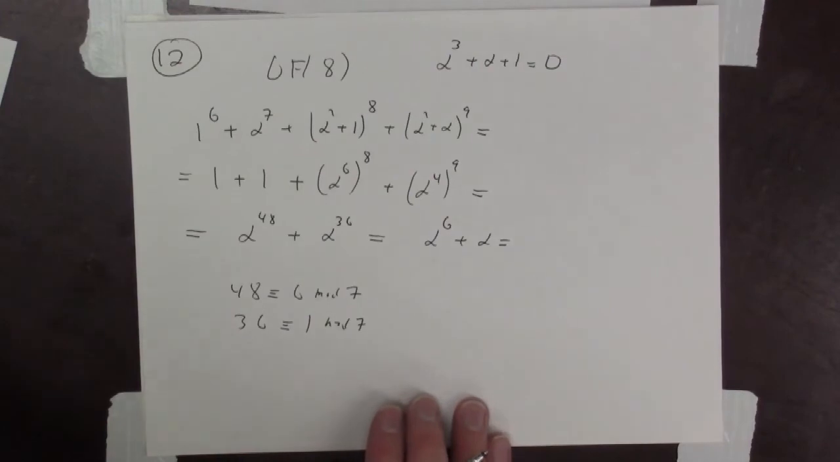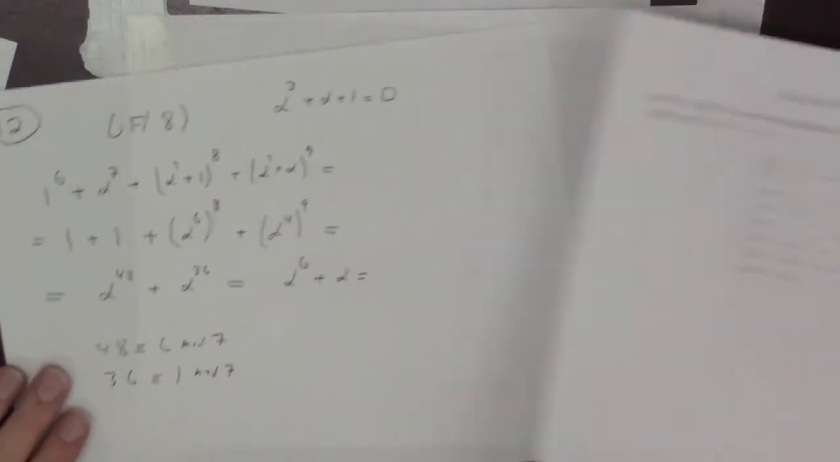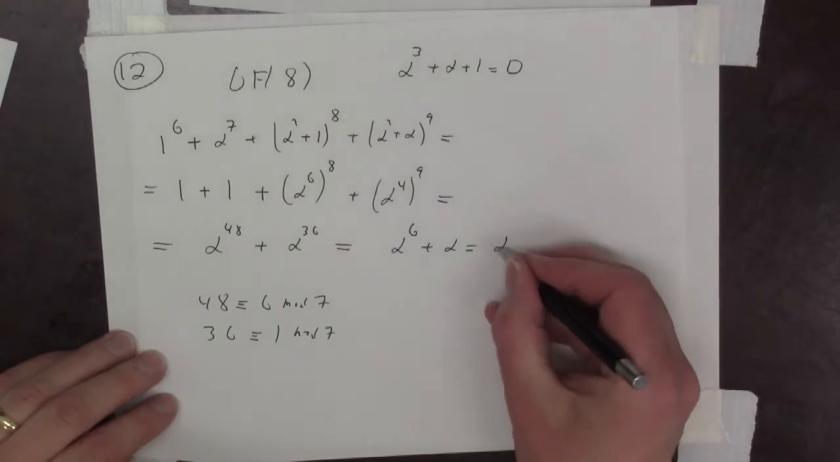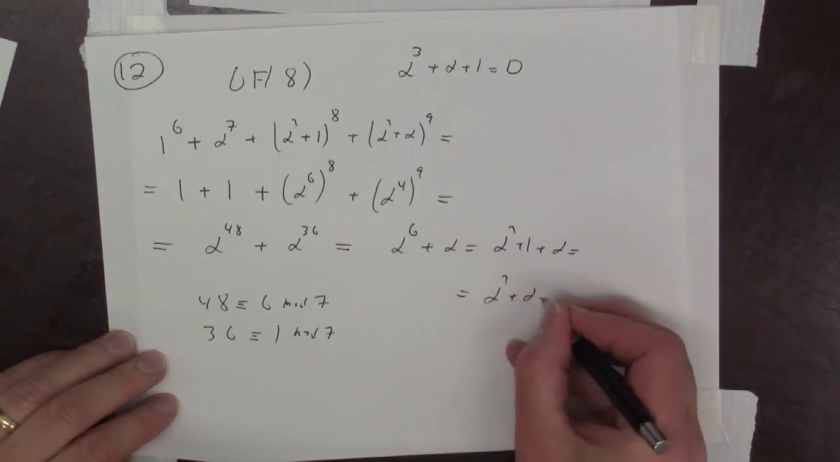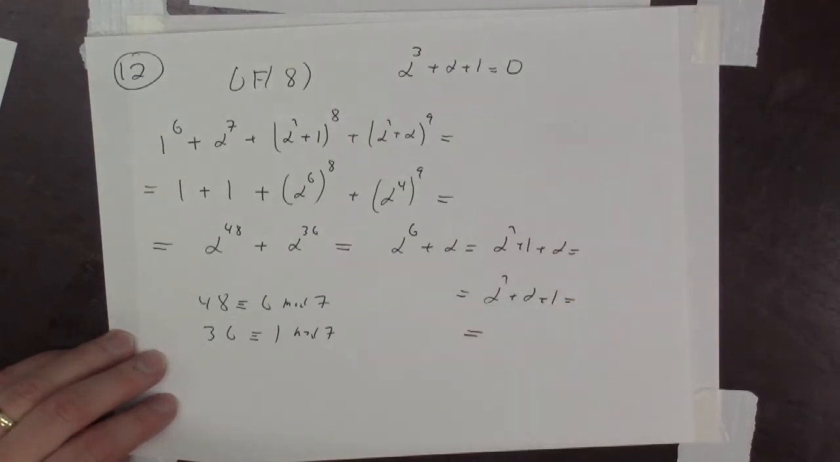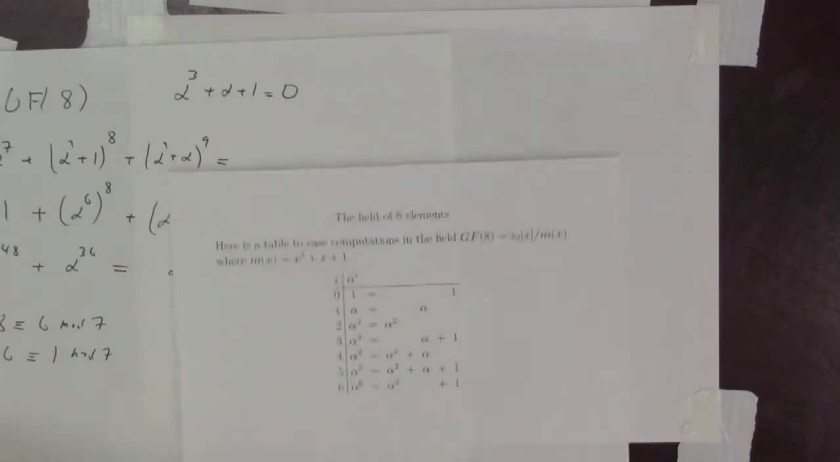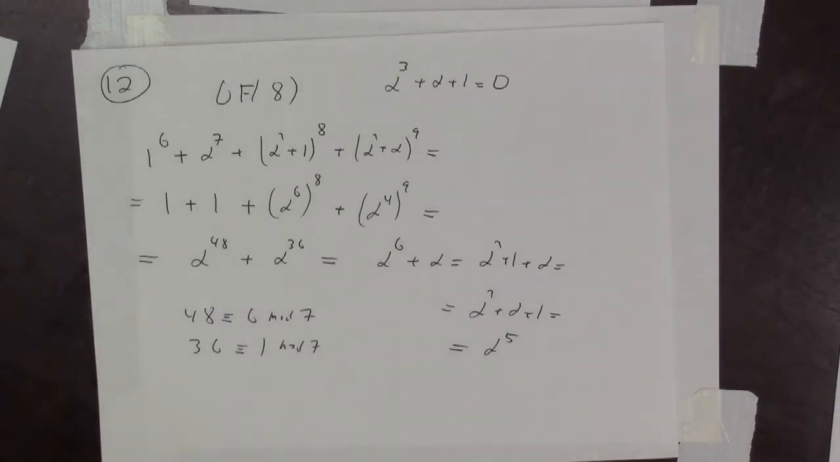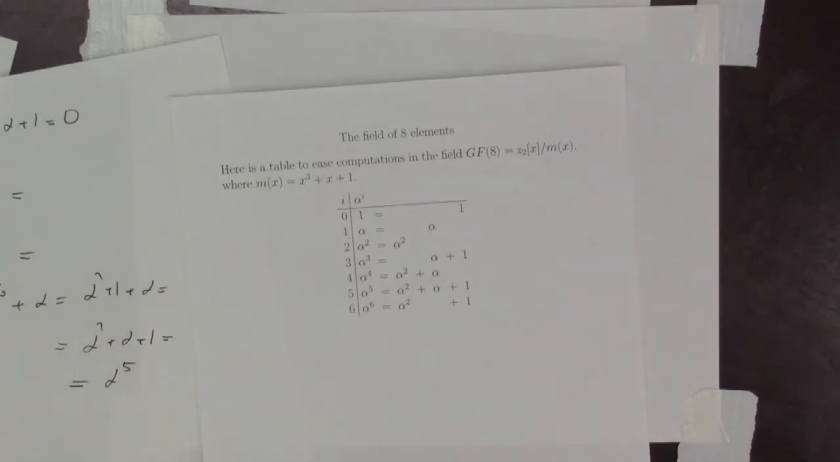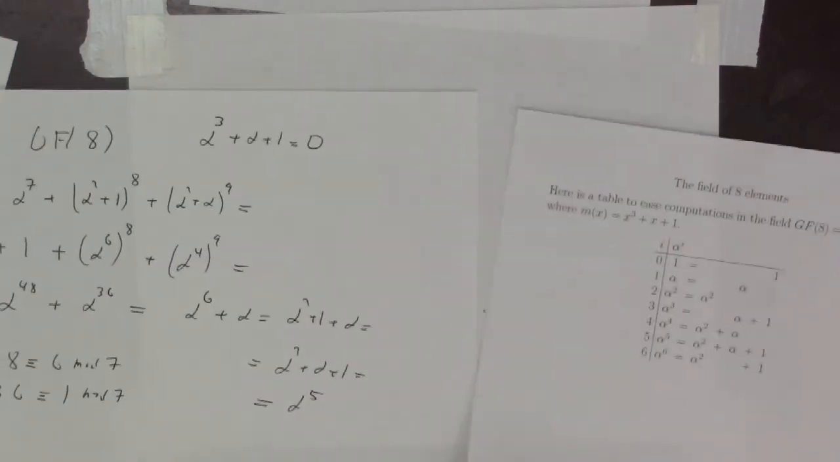But we can simplify this further. Alpha to the 6, from our little table, is alpha squared plus 1, plus alpha. So this is alpha squared plus alpha plus 1. Or if you want, we can write it as alpha to the 5. So you notice that the computation is very quick and efficient. If you have this little table, you can change between writing things as powers of alpha and polynomials in alpha. So that was problem 12. Nice and convenient.